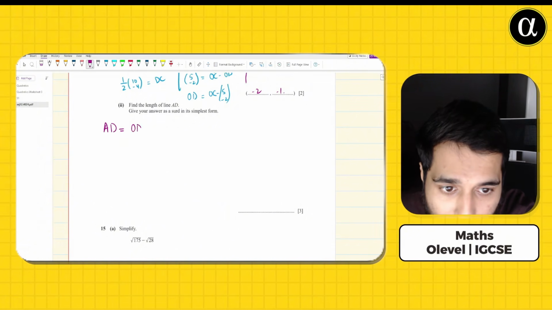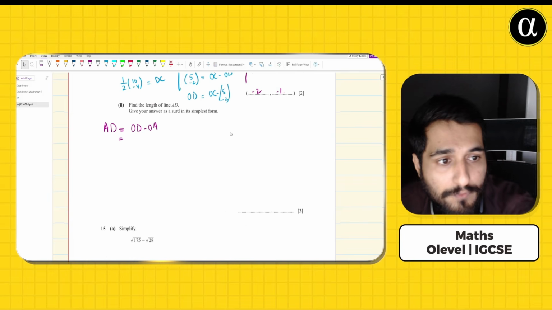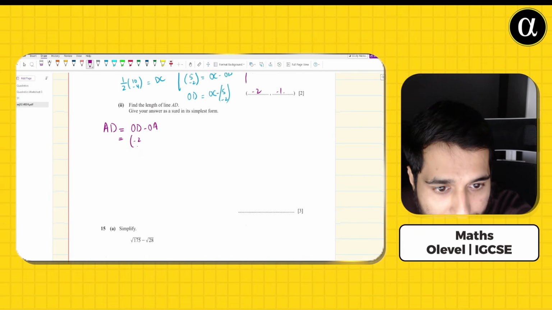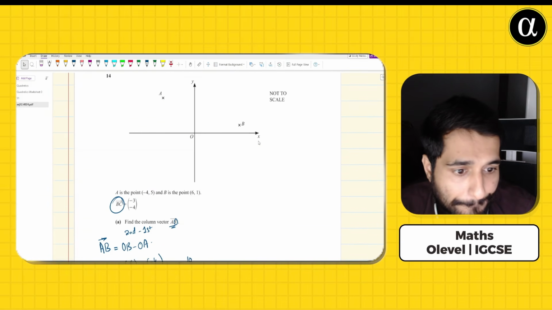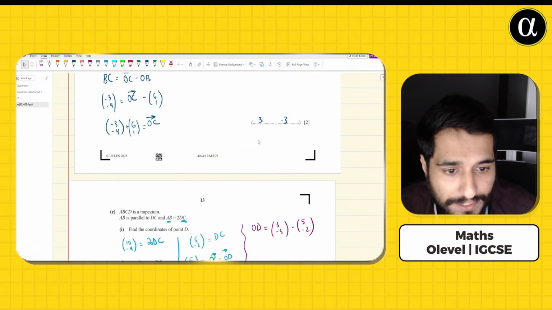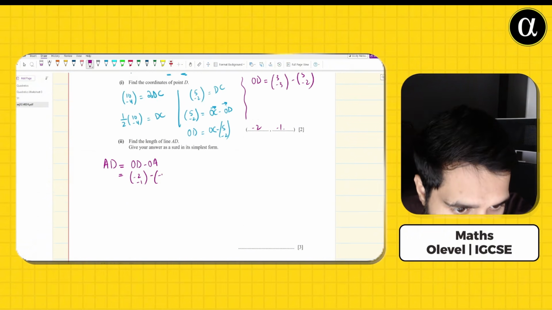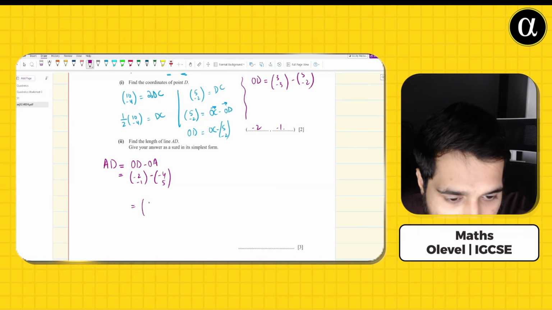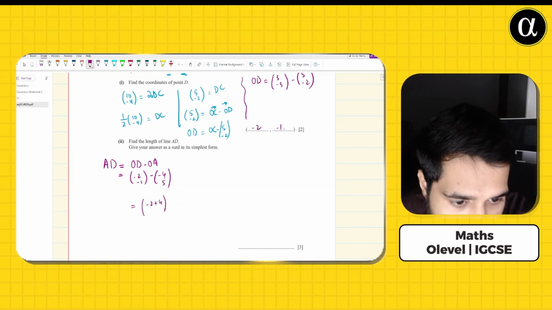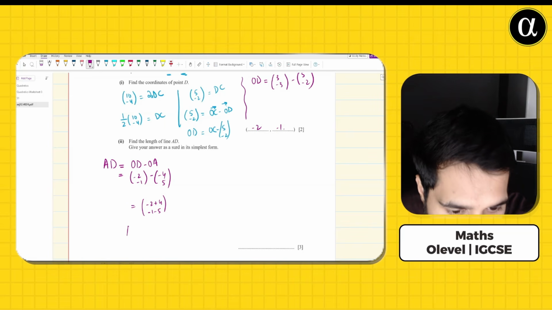Now, AD can be solved using OD minus OA, and over here, the coordinate of OD is minus 2 and minus 1, minus of OA. What is OA basically? That is minus 4 and 5. Now, when we solve this, minus 2 and plus 4 gives us 2, and then minus 1 and minus 5, and this should be the column vector AD, which is equivalent to 2 and minus 6.